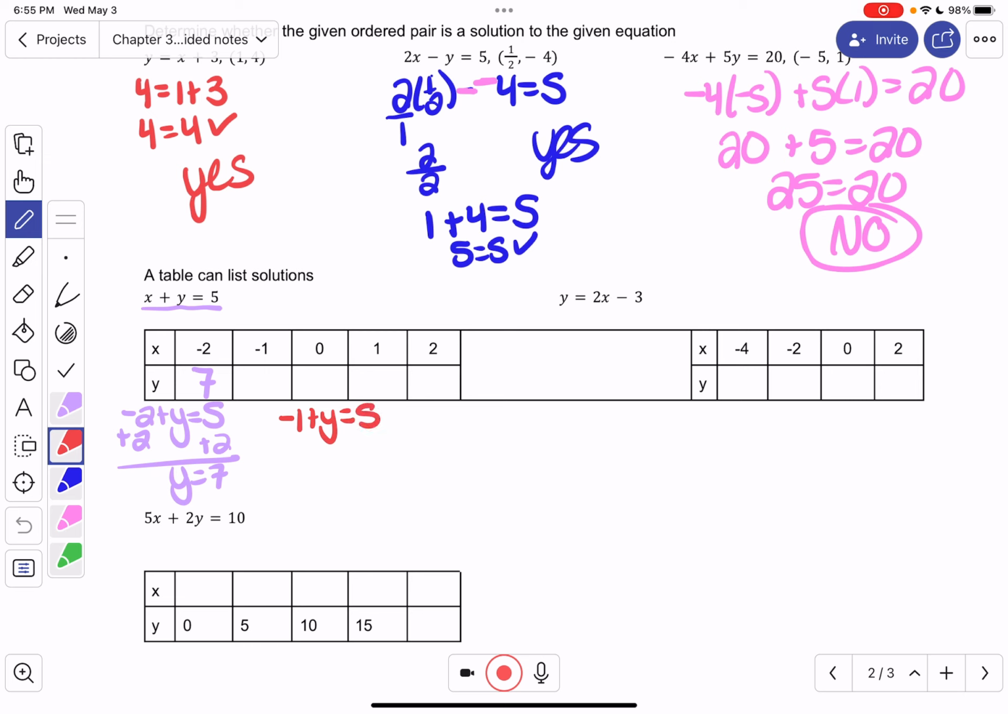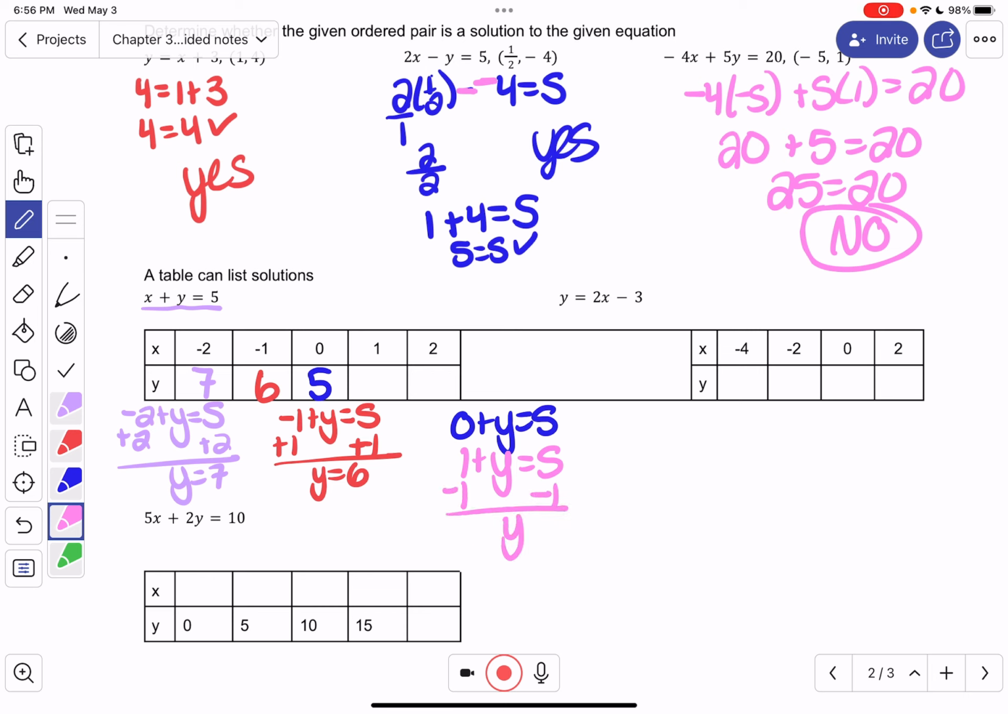-1 plus y equals 5. Add 1 to both sides. y equals 6. Do the same thing with 0. 0 plus y equals 5, which means y equals 5. 1 plus y equals 5. Now that the number's positive, I'm going to subtract it to move it. So I get 4. And if I did the same thing with 2, I would get 3. Now we have a bunch of solutions: -2, 7; -1, 6; 0, 5; 1, 4; 2, 3.